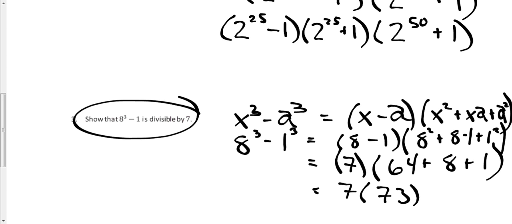Now, here's what I want. Who's got calculators here? All right, Cam, do 8 cubed minus 1. John, do 7 times 73. No, do 7 cubed. Do 7 times 73. What'd you get, Cam? I'm sorry, I can't hear you. When you say it's 8 cubed minus 1, you got what?